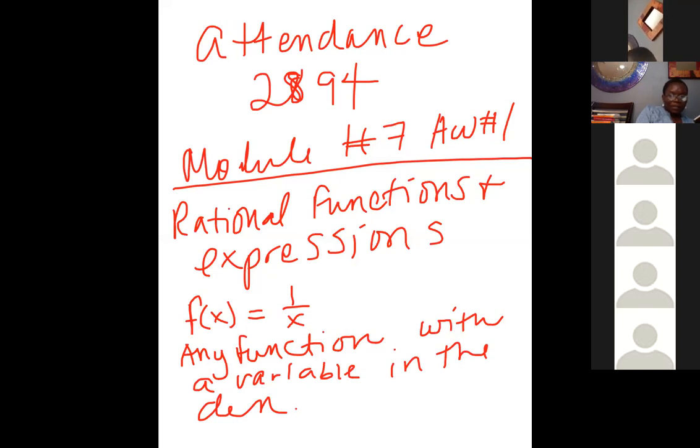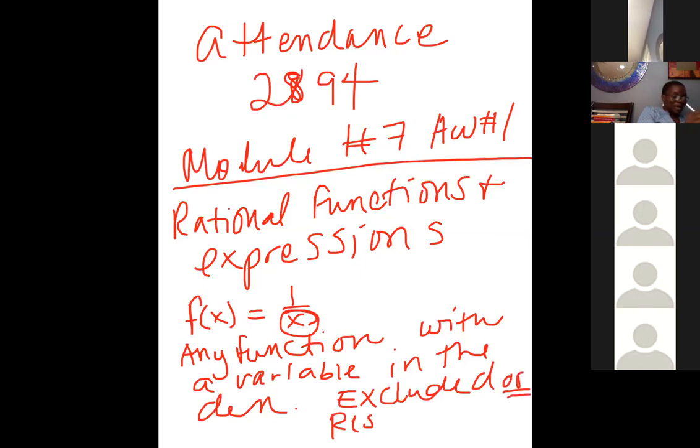All right. Now, so guys, what you will notice is that there's a variable in the denominator. Once you see that variable in the denominator, the first thing you have to ask yourself is, what value should be excluded or restricted from the domain of the function? What value should be restricted or excluded from the domain of the function?